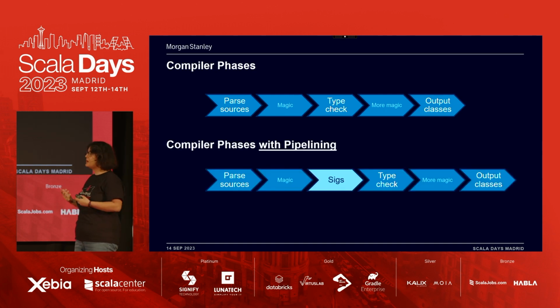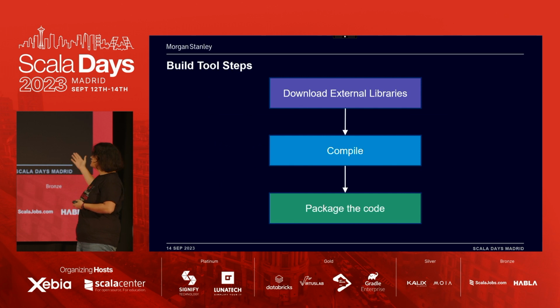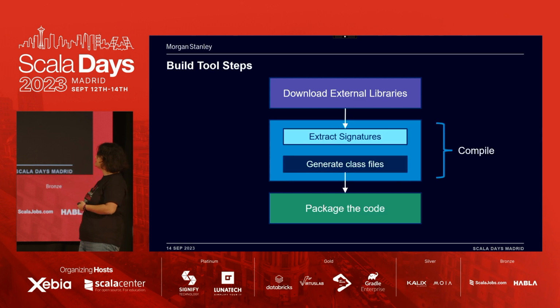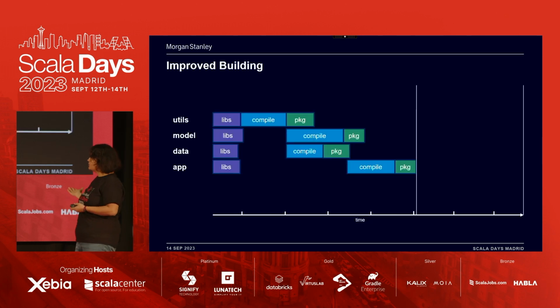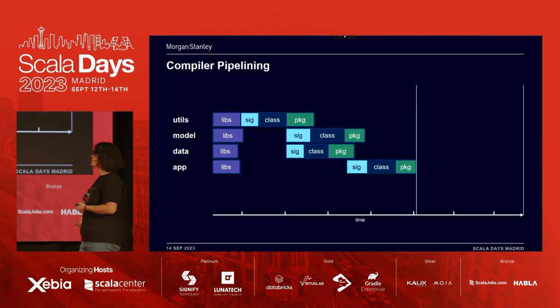The special mode is called pipelining. And what it does is that we have an extra phase in the compiler that will extract the symbols in my scope so that I can give it to the people that need it, and I can start doing the work a little bit earlier. So going back to our definition, our business definition of a build tool, now we know that compile, we can split it in two. And when we say compile, actually we mean two things. We want to extract the signatures, and we want to generate the class files. And back to our graphs, now that we know a little bit better, we can split compile in signature and class.